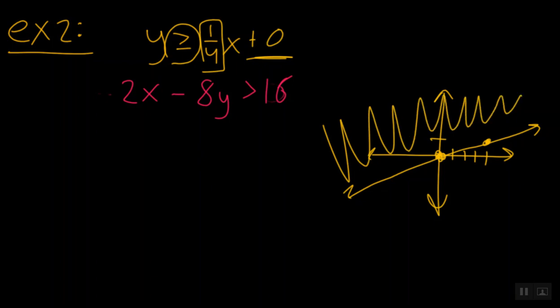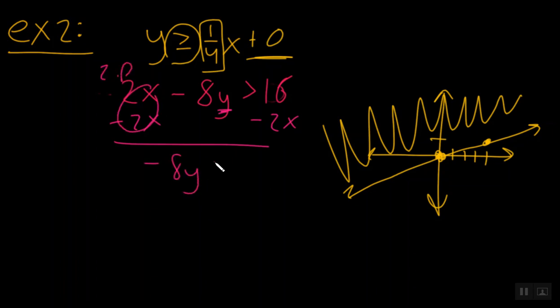Now let's go ahead and switch over to my purple color here, and we want to solve this inequality, the second one, for our letter y. So we can subtract 2x from both sides. We have created our 0 pair. Now we have negative 8y is greater than 16 minus 2x, which is 16 minus 2x.